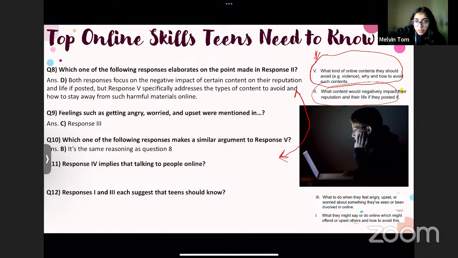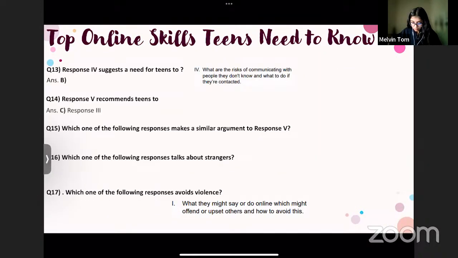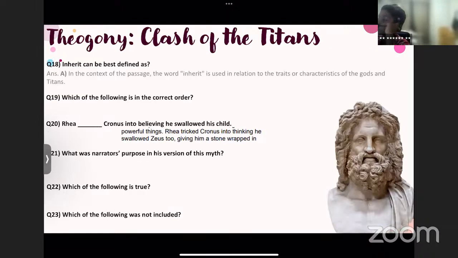Question 22. Question 22 in abstract reasoning or reading comprehension? Kapish asked, can you go over 17 and 18 in reading comprehension? Let me go through that. Okay, 17 is option A, which is avoid. This is statement 1, what they might say or do online which might offend or upset others and how to avoid this. Okay. Question 18.